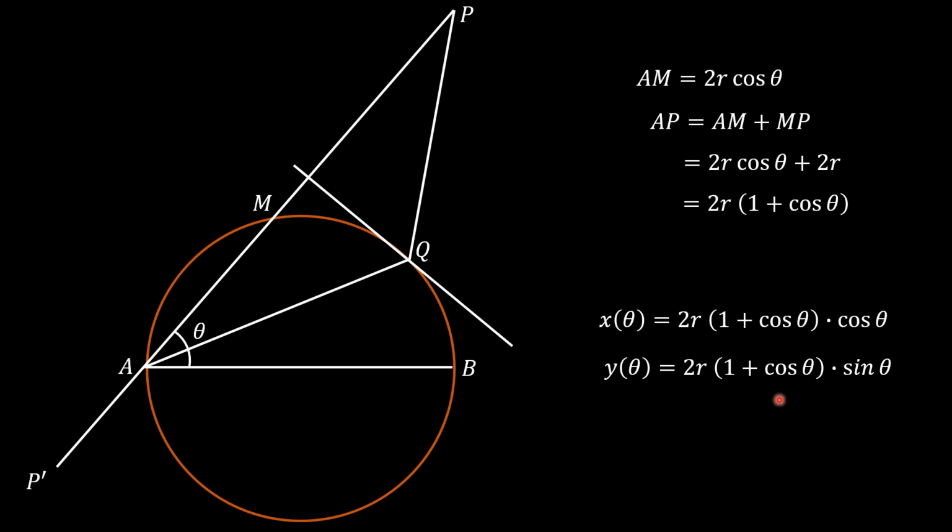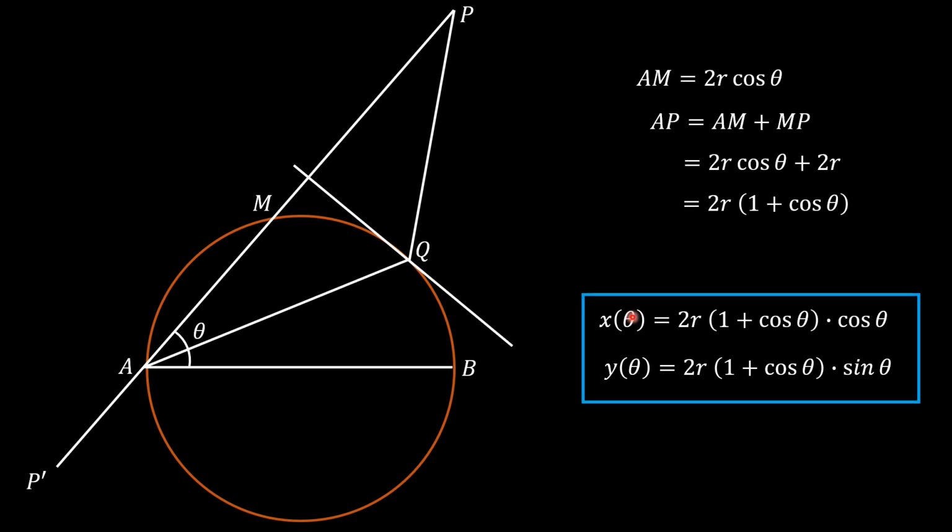So these are the set of polar equations that we do need, and we will take 2r times 1 plus cosine theta as the radius of the cardioid. So if you have any questions in this regard, please leave us a comment or a question in the comment section. We'll get back to you. So we do now have our polar equations, so let's move forward.